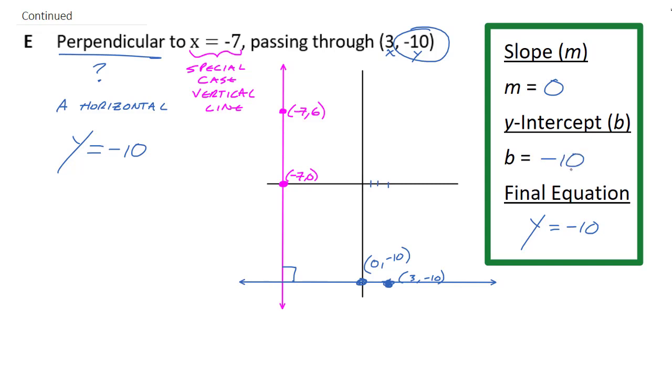So I could write it like this. Now this one you could actually start with the equation like this. You could go y equals mx plus b, and watch what happens when we sub in a slope of 0: 0 times x, and b is negative 10. Well, 0 times x is just 0, right? So it cancels out, and we get y equals negative 10.